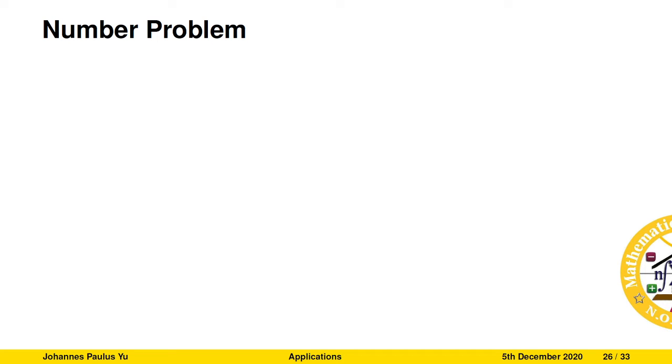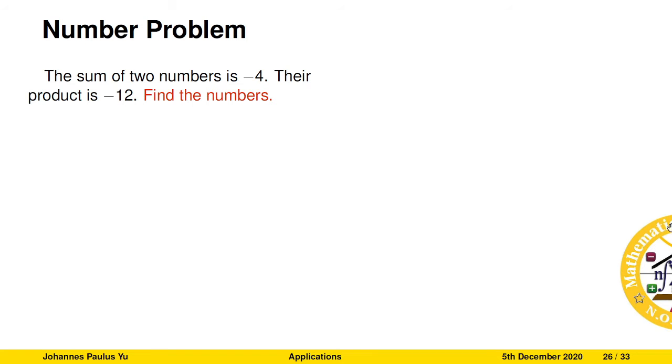We are now in the third applications of factoring, and it is already a number problem. The situation goes like this. The sum of two numbers is -4 and their product is -12. Find the numbers. Following the Polya's problem solving technique, we have to understand the problem.